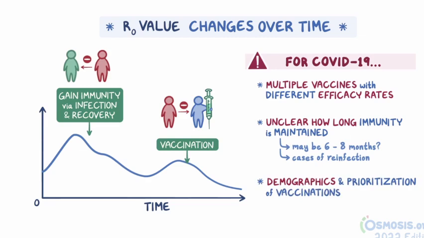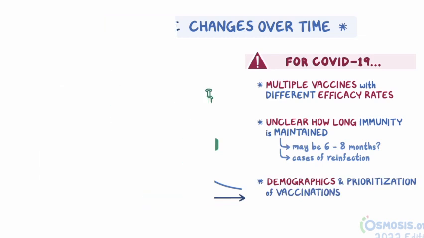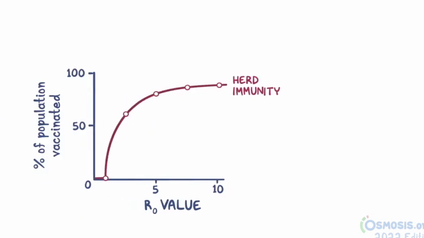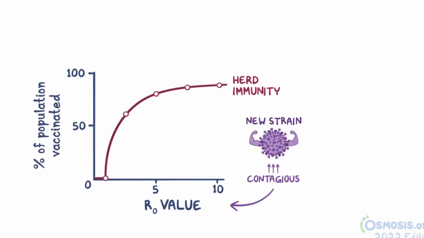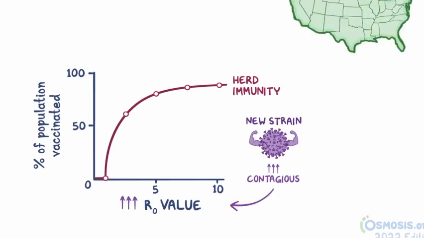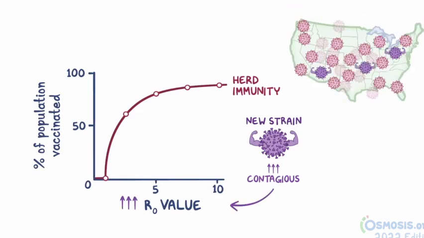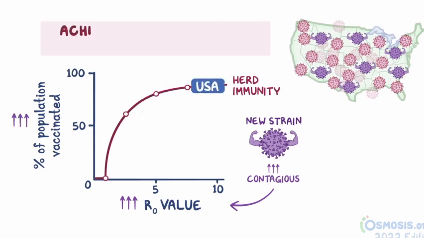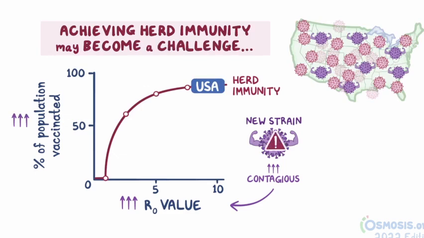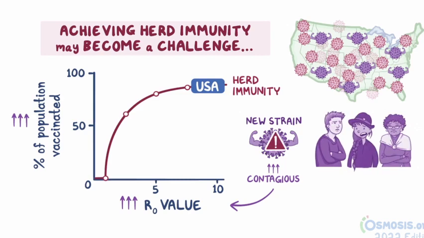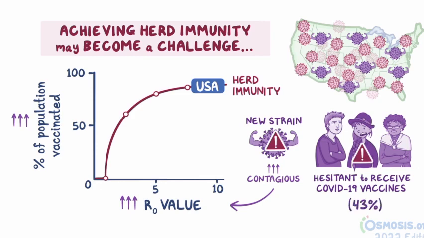While there are still many unknown factors that can affect COVID-19 herd immunity, we know that if the new strains of COVID-19 are more contagious than the original disease, then the R0 will increase. So as the variant strains become more prevalent in the United States, more people will need to be vaccinated to achieve herd immunity. Achieving herd immunity may become a challenge, not only due to new variant strains, but also due to the large number of people in the United States that are hesitant to receive the COVID-19 vaccines, which is estimated to be about 43% of the population.